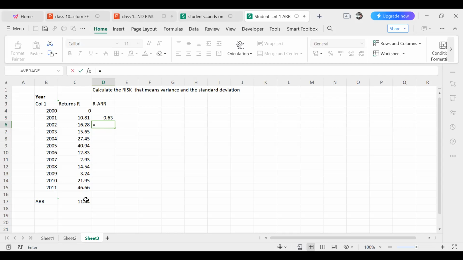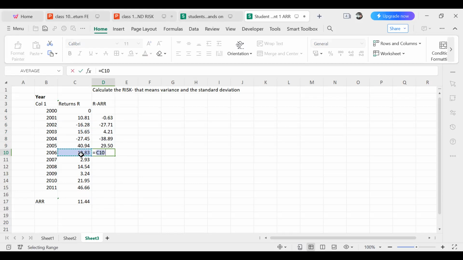Then this is your 16.28 minus 11.44. This is what you are doing. Are you getting the same answer? Yes, ma'am. You can also get it by dragging; simply the formula gets copied. Mine is not getting copied for some of the cells. I don't know, some issues, so I have to do it.